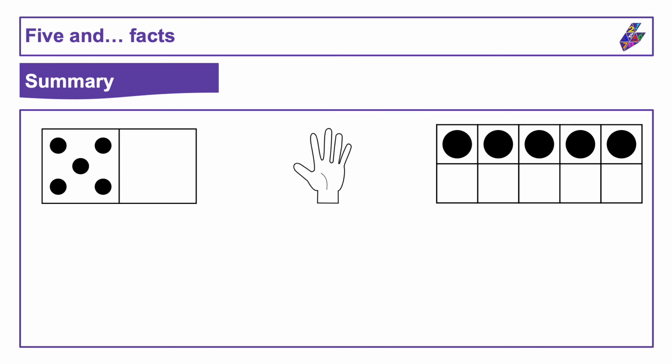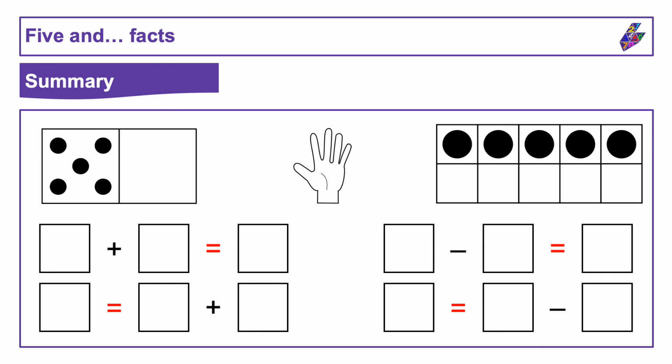Hopefully that's given you some ideas about how the number 5 can be a useful number to help you think about the ways that numbers between 5 and 10 are made up. You've also explored how to write different addition and subtraction equations using the number 5 as part of this.